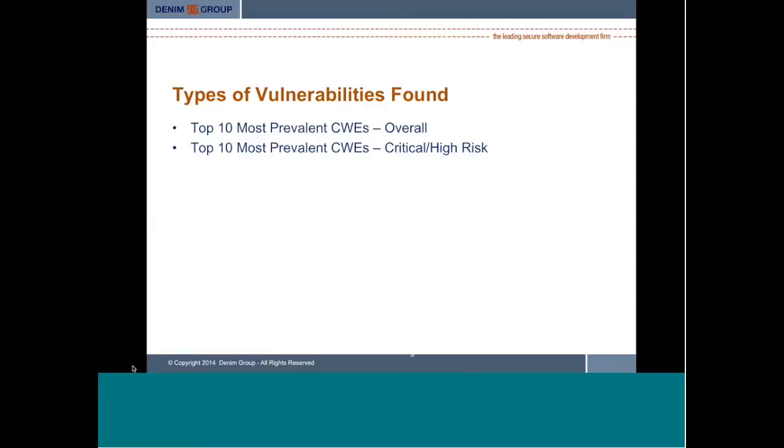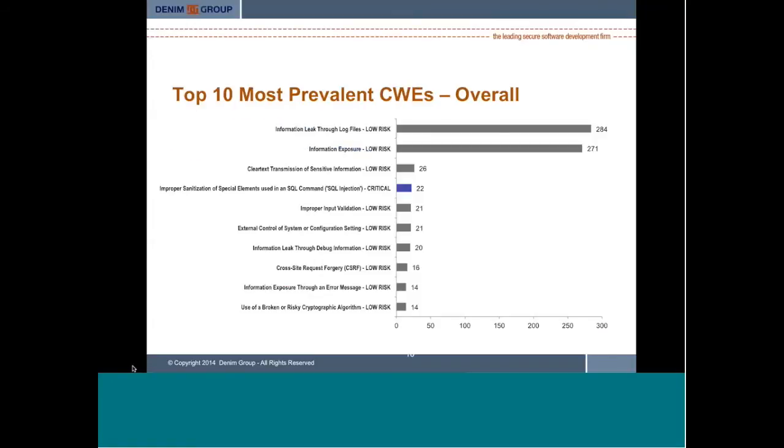And so we see the 10 most prevalent CVEs or CWEs overall, from information leak through log files to information exposure, both considered low risk. And again, we found a number of those, as I think we'll see and talk about later. I think a lot of that is due to the rule sets for the static analysis tools having certain rules that allow you to find these. But again, if you look at the severity, they tend to be characterized as lower risk.